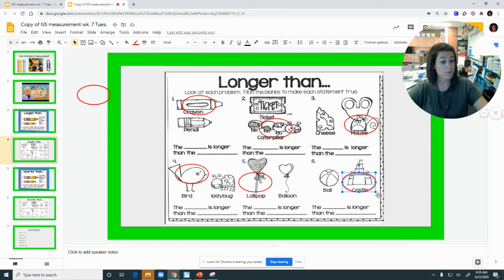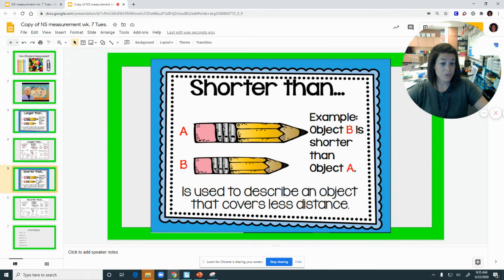So that's just another way to help us describe. We can also use the term shorter than. If you look at pencil A and pencil B, object B is shorter than object A. It's used to describe an object that covers less distance. Okay, so if you're shorter, you're not covering as much distance. I'm the shorter one in the family, so I don't cover much distance because I'm so short.